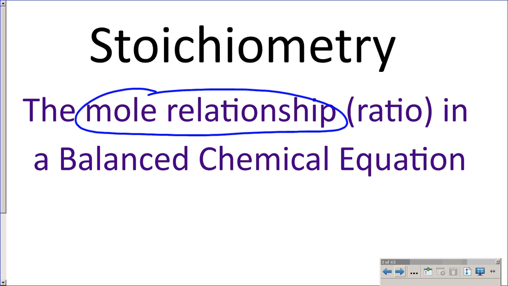Okay, so stoichiometry, with me? Stoichiometry is just like a fancy word for chemistry math. That's all it is. But what we are going to focus on today is more of the ratio within a chemical equation. So the ratio in a BCE, okay? The mole relationship, it's called a ratio. So you don't really have to write much down here because we're going to start implementing and practicing.